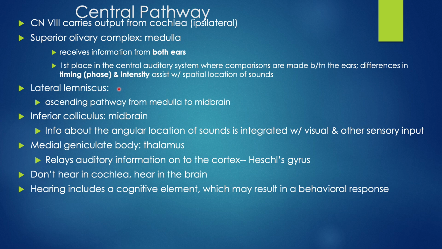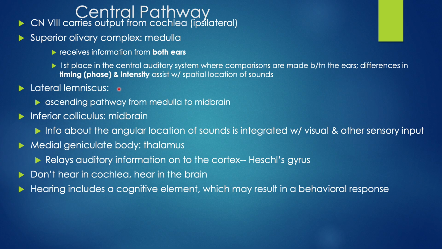Central pathway for sound: 8th cranial nerve to the medulla, to the superior olivary complex. And this is where first comparisons are made for timing and intensity. It helps us with location because our ears don't move like horses and dogs.